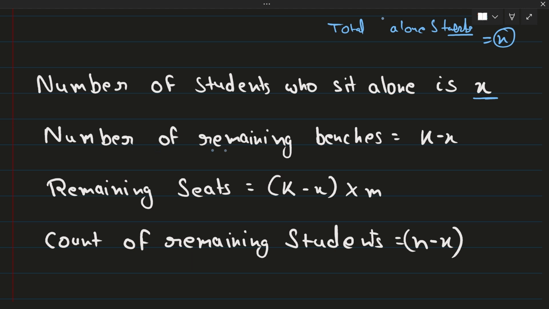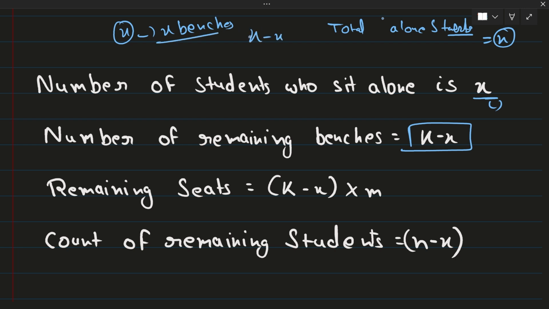Now number of remaining benches. So if x students are sitting alone, then what will be the remaining benches? The remaining benches will be k minus x, right? Because x students will be taking x benches as they are sitting alone. So the remaining benches that I'll have will be k minus x, total number of benches minus the occupied benches.